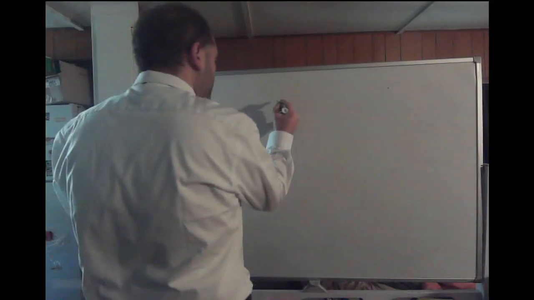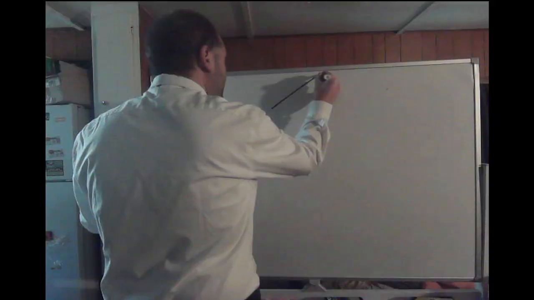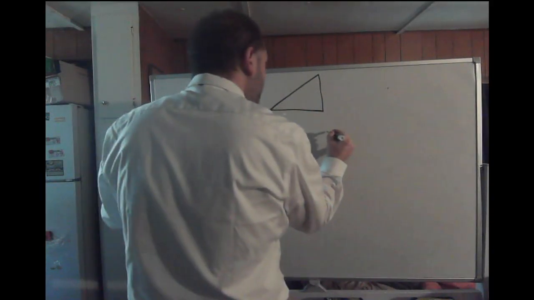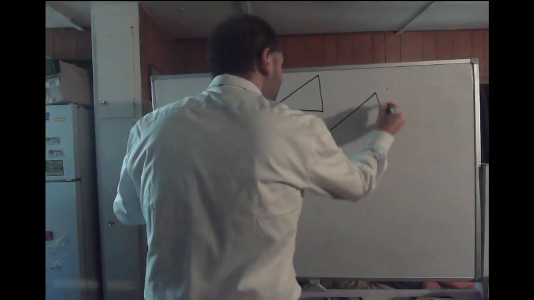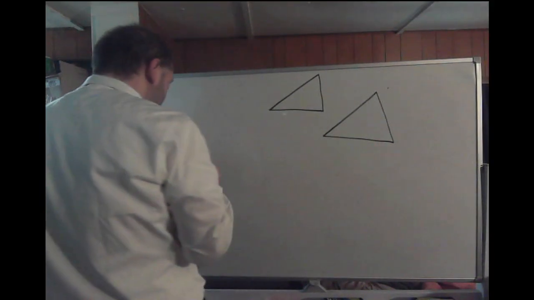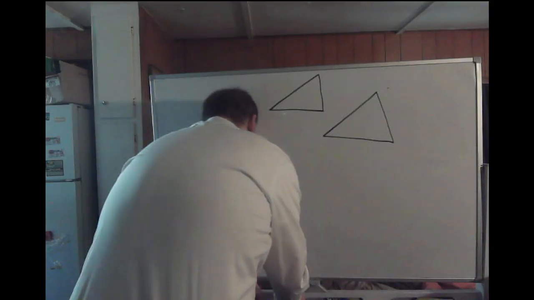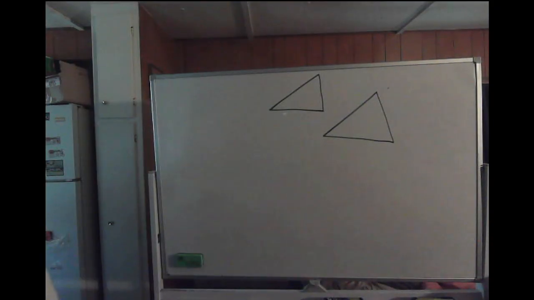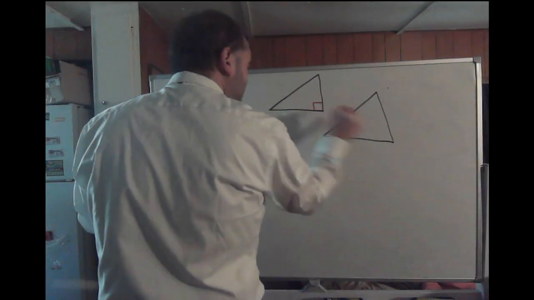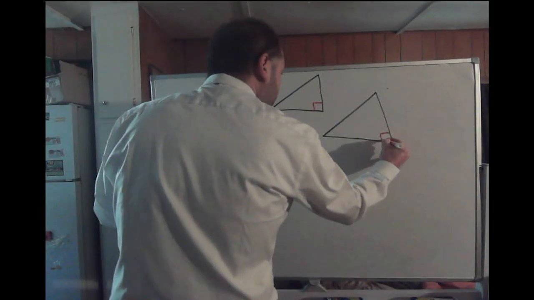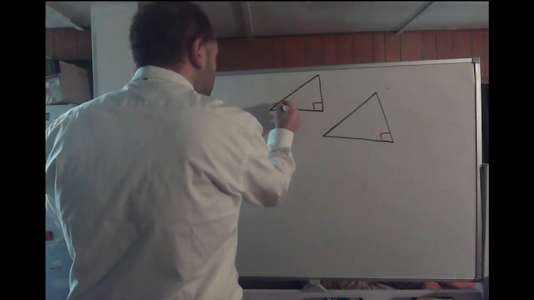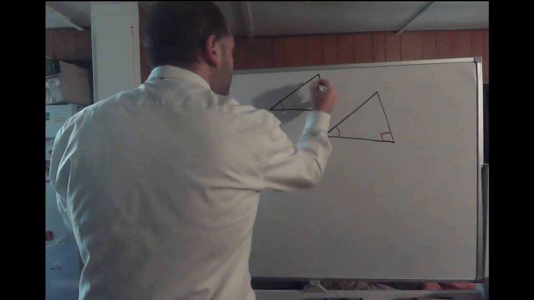Another two right triangles. Sorry about that screech. Nails on the chalkboard, right? Okay. Let's see what we got here. Yes, these are both right triangles. What else have we established with this one? These angles are congruent.